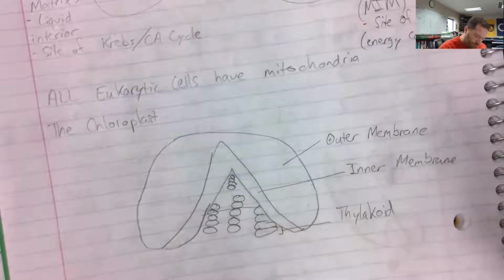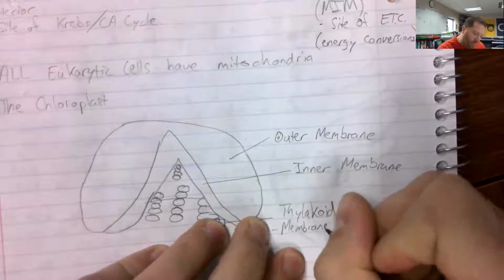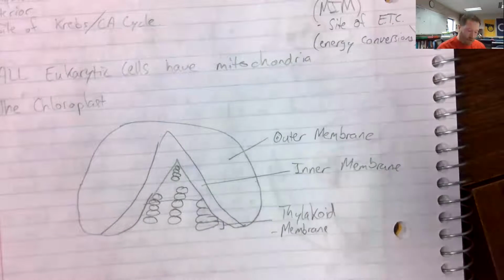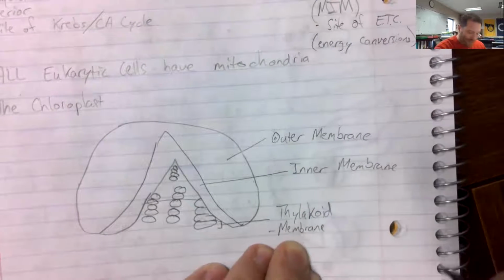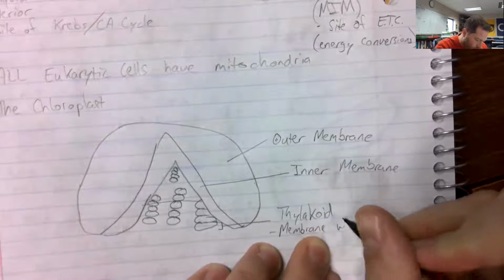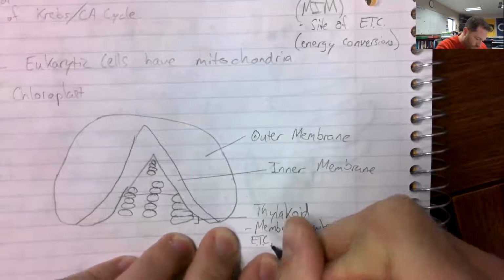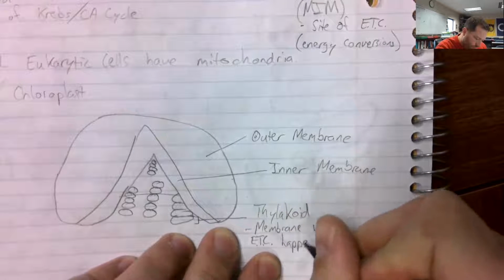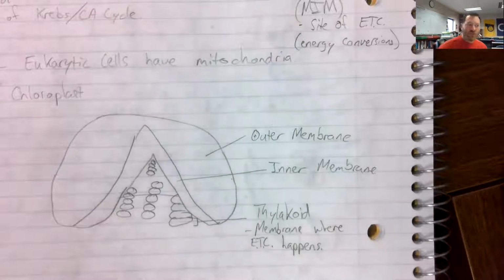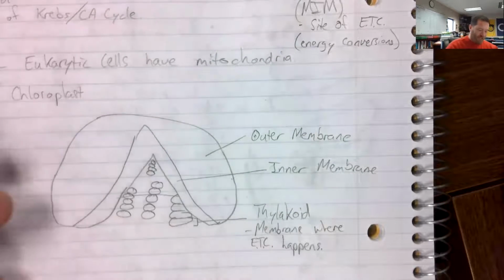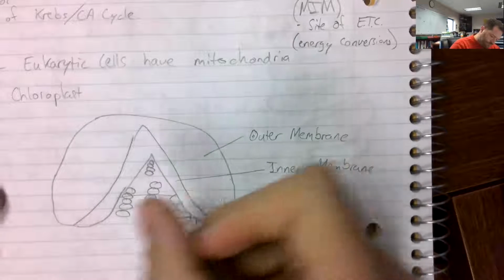These here, just one of these pancakes is called a thylakoid. And they are membrane-bound sacs, and it's on that membrane. We're always talking about that phospholipid bilayer. So it's on that membrane where the ETC happens. Hey, that looks familiar from up here. You're going to notice there's going to be some similarities between the chloroplast and the mitochondria.